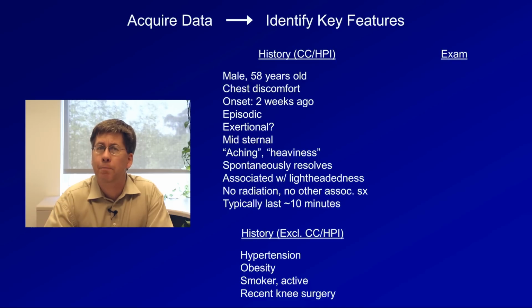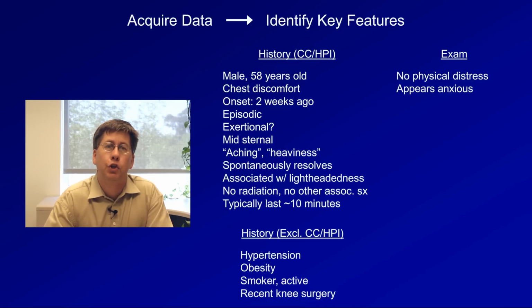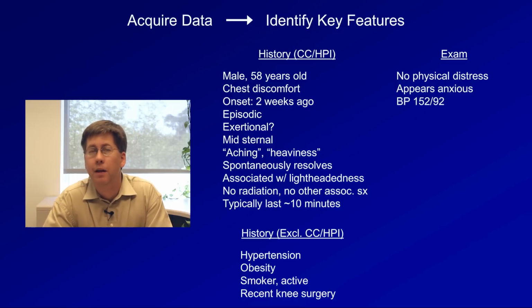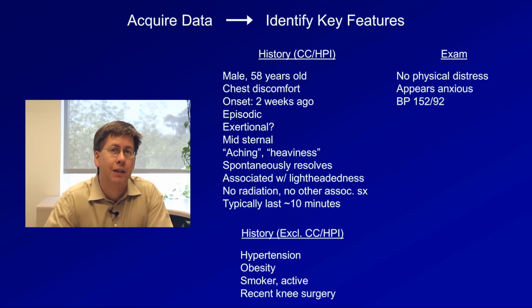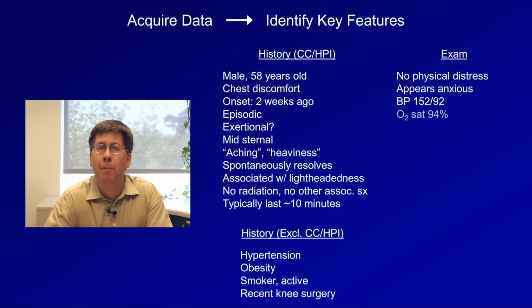On physical exam, he is a moderately obese man in no apparent physical distress, but appears slightly anxious. His temperature is 97.9 Fahrenheit, heart rate 86, blood pressure 152/92, respiratory rate 20, and oxygen sat 94% on room air. His BMI is 35.